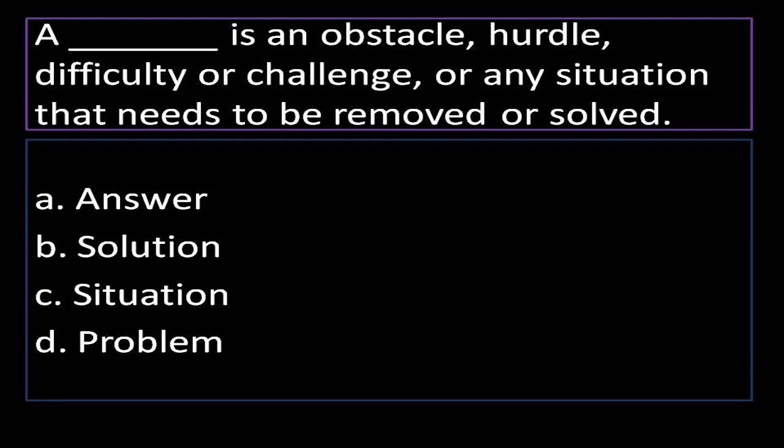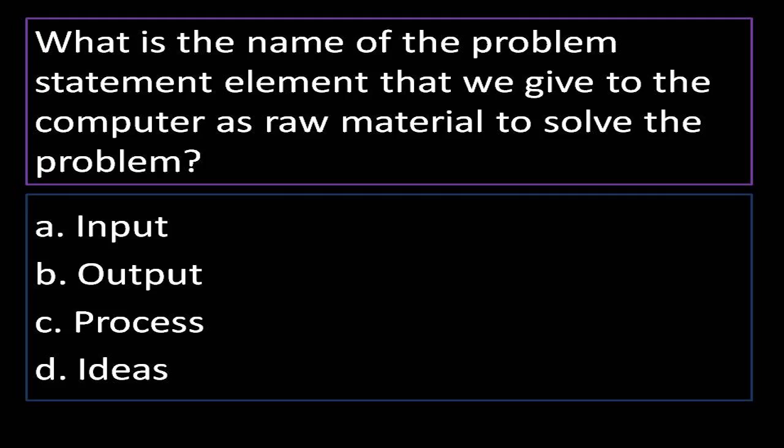A dash is an obstacle, hurdle, difficulty, or challenge, or any situation that needs to be removed or solved. Option A answer, option B solution, option C situation, option D problem, and the right answer is option D problem. What is the name of the problem statement element that we give to the computer as a raw material to solve the problem? Option A input, option B output, option C process, option D idea. The right answer is option A input.